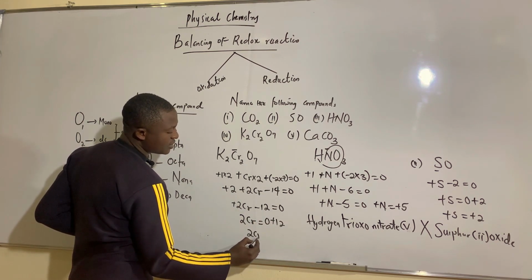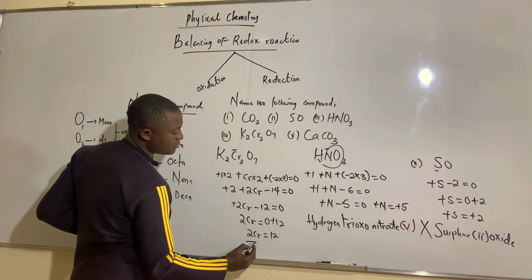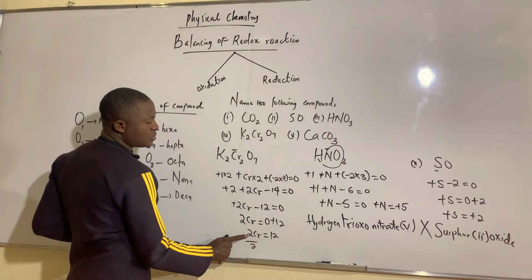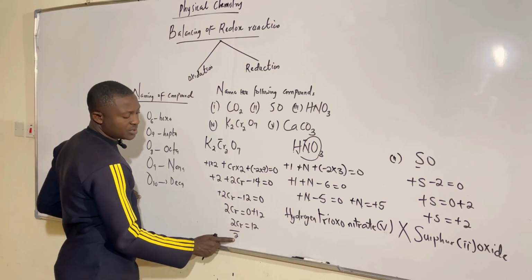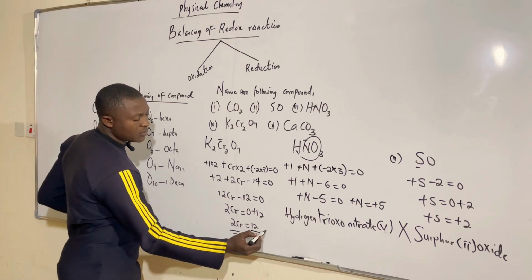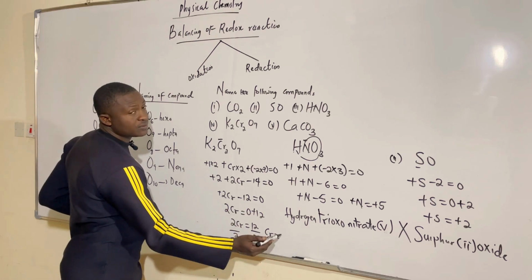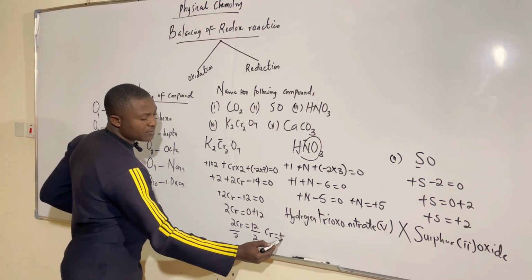Then we have 2Cr is equal to 12 by 2. Because what I'm looking for is Cr, not 2Cr. So the number we have beside that Cr is 2. Then we divide all through by 2. Then we can have Cr here to be, how many 2 can we get in 12? Then we are going to have 6.